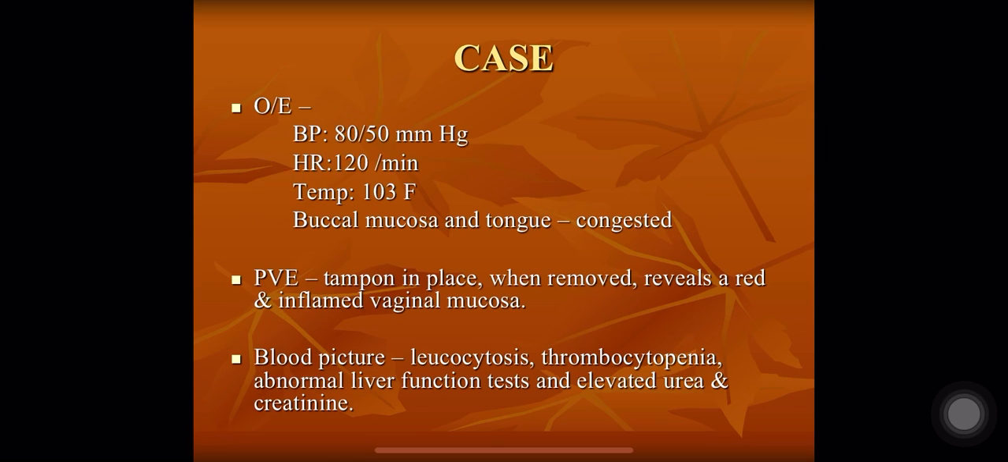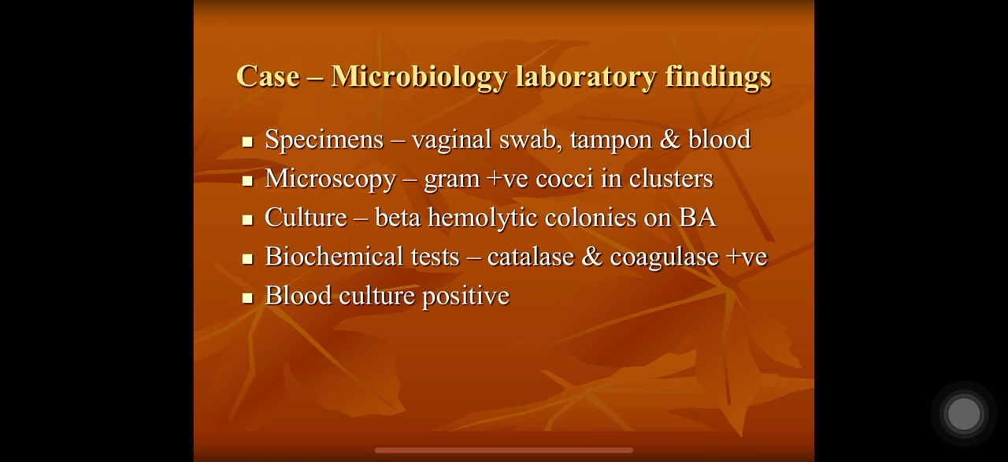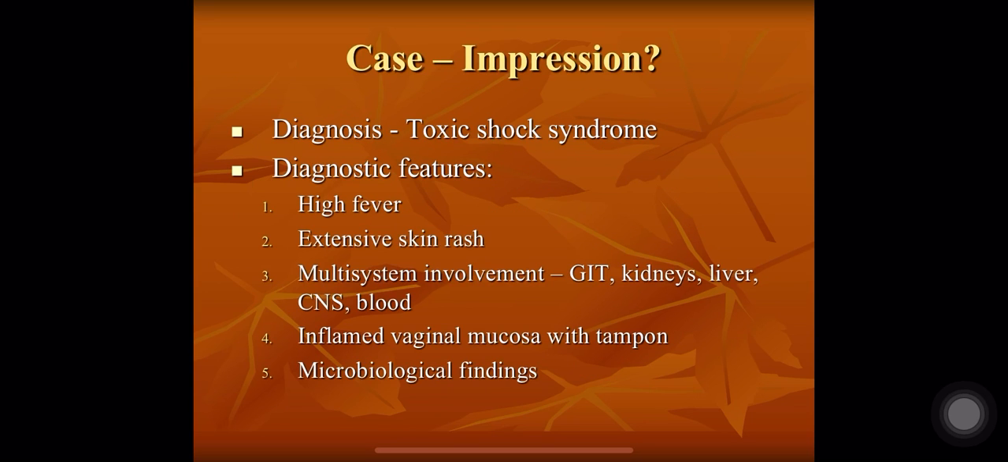The blood picture shows leukocytosis, thrombocytopenia, abnormal liver function test, and elevated urea and creatinine. Specimens were vaginal swab, tampon and blood. Microscopy shows gram-positive cocci, and culture shows beta hemolytic colonies of Staph aureus on blood agar. Biochemical tests show catalase and coagulase positive, and blood culture is positive. The causative agent was Staphylococcus aureus. The diagnosis was toxic shock syndrome. Diagnostic features include high fever, skin rashes, multi-system involvement, inflamed vaginal mucosa with tampon, and microbiological findings.